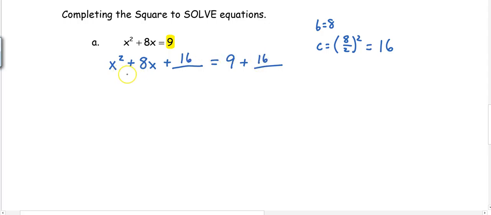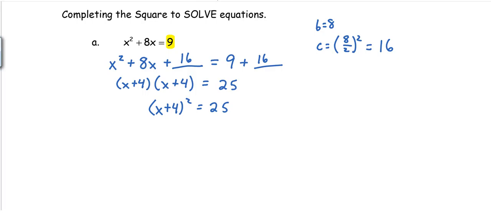And now I'm going to factor this side. So when I multiply, remember, I get x plus 4 because half of 8 is 4, and x plus 4. Make sure that your binomials are the same. And then 9 plus 16 equals 25. So we get x plus 4 squared equals 25.